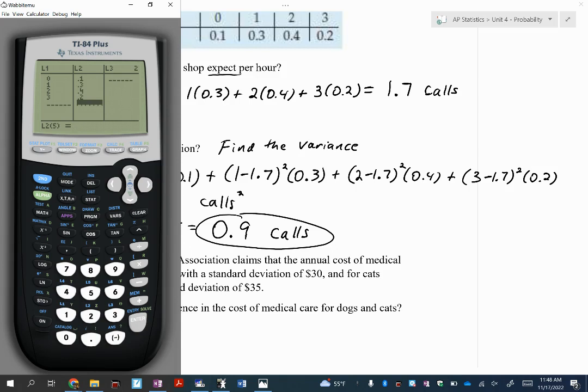All right, so now hit stat, but we're going to go over to calculate. So hit the arrow to the right where it says calc for calculate. We actually only have one variable, right? What is our variable? Calls, nice, right? I do this because that's what I do.